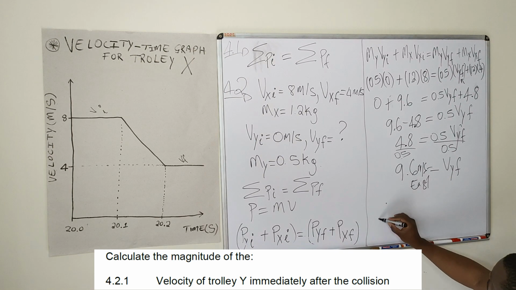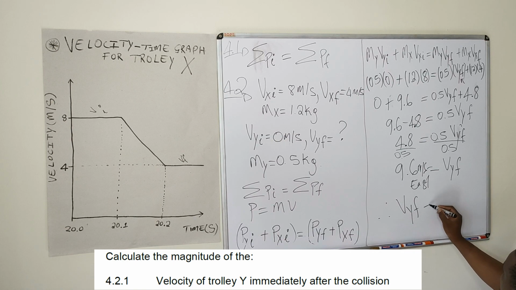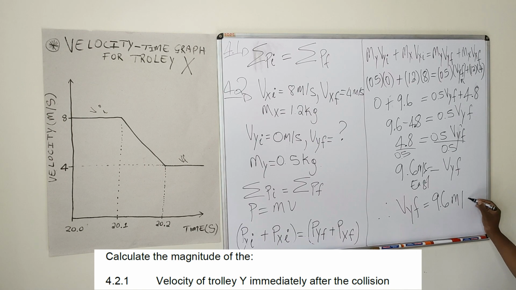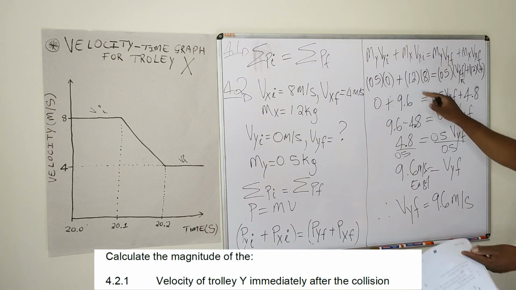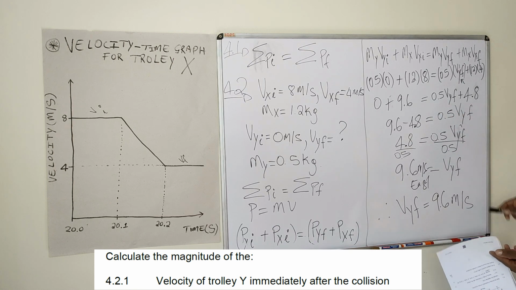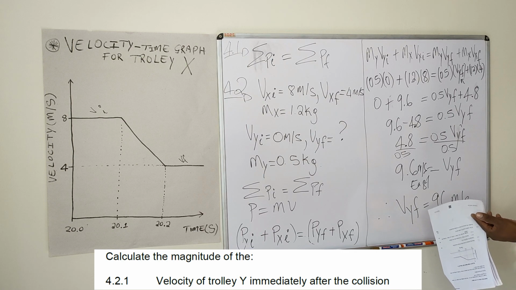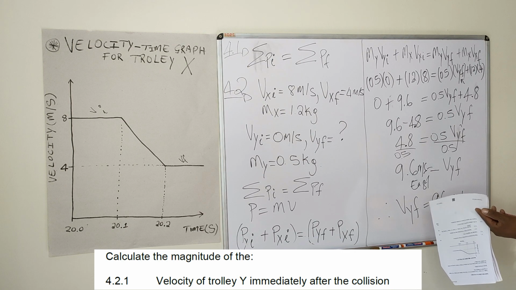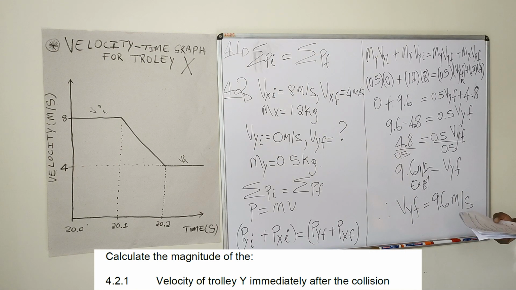So you can say therefore vY final is equal to 9.6 meters per second. That is your final velocity. You can also check now to see if your answer is correct by punching this on the calculator, which is 9.6, and substitute it here and see if you'll find 9.6 this side. 0.5 times 9.6 plus 4.8. Yeah, it is 9.6. So this is your final velocity here. This is how you do this part.